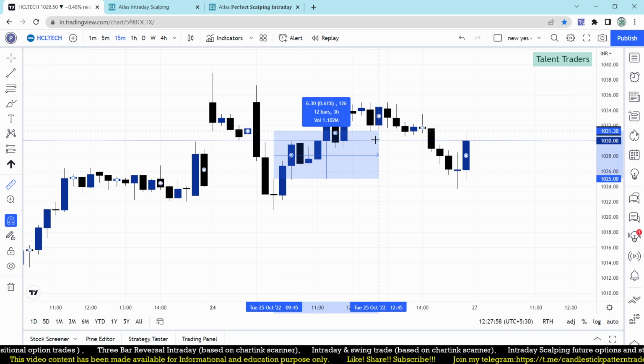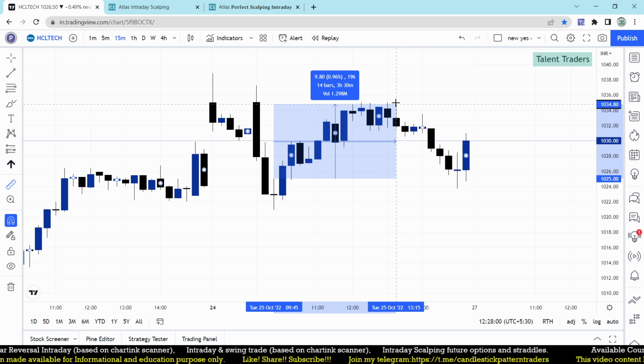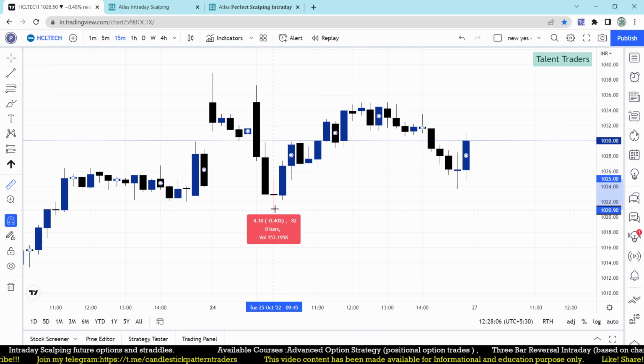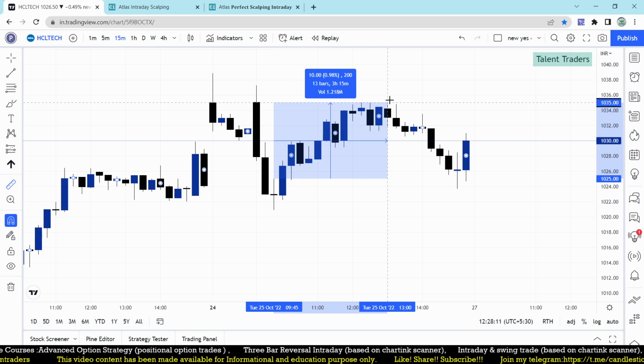So we are focusing on both trades: we can expect a move down, or it can reverse from the top. It went up almost 1%, while our risk is around 0.4%, that is 4.1, and after that it went up almost 0.98%, 10 rupees. So it generated more than 1:1 profit.